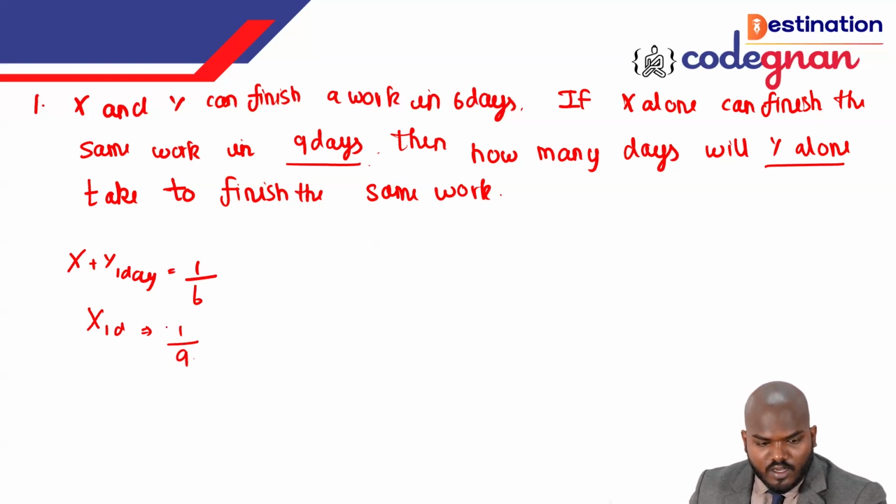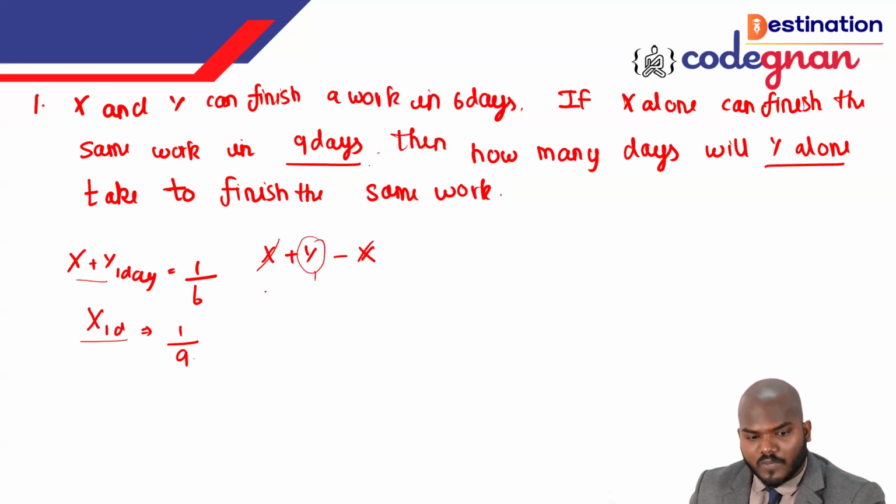Okay. So you see this one, we have X plus Y and X. If you want to find only the value of Y here, then you need to do one thing. So X plus Y is one side. If you make the minus here, X and X get cancelled. You will find the value of Y there. Then we can say 1 by 6 minus 1 by 9.